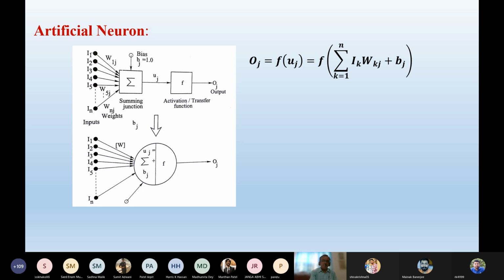So this circle has got two parts. One is called the summing junction. Uj is nothing but the summation of Ik and Wkj plus the bias value, that is bj. So this part is the summing junction part, and here we have got the transfer function. The moment I pass I1, I2, up to In, and we have these connecting weights, we multiply the inputs by the connecting weights, sum them up, add the bias value, that will become equal to uj, and it will pass through the transfer function, and consequently you will get the output, that is your oj. So this is the way one artificial neuron works.